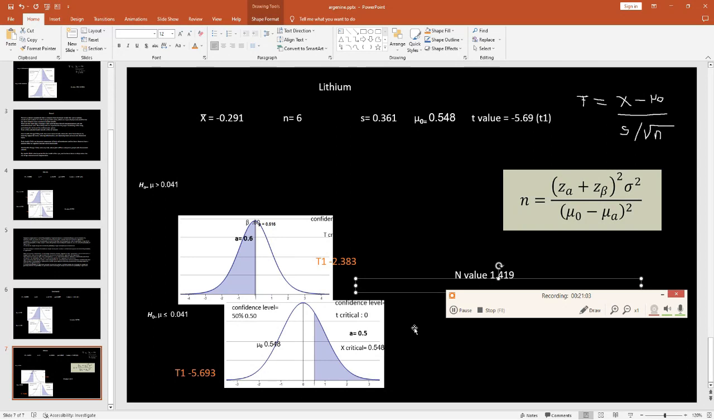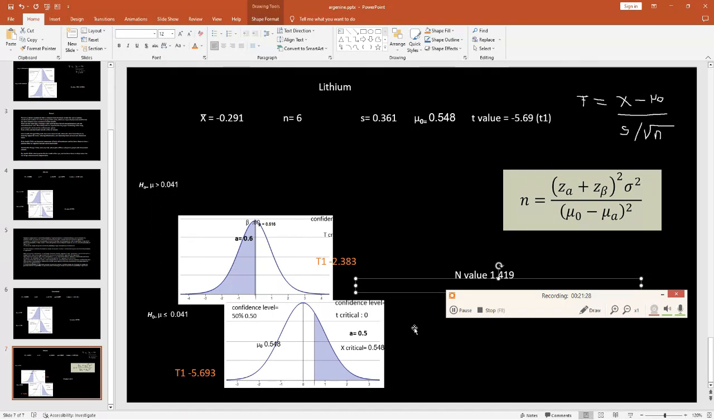But my t, the distance from the center of the top curve to the center of the bottom curve in t values, is exactly the t alpha plus t beta, because t alpha is the distance from the center of the bottom curve to the critical value, and t beta is the distance in t values from that critical value to the center of the top curve.